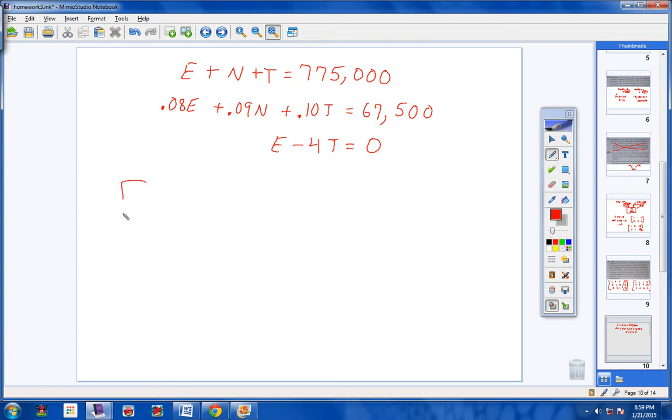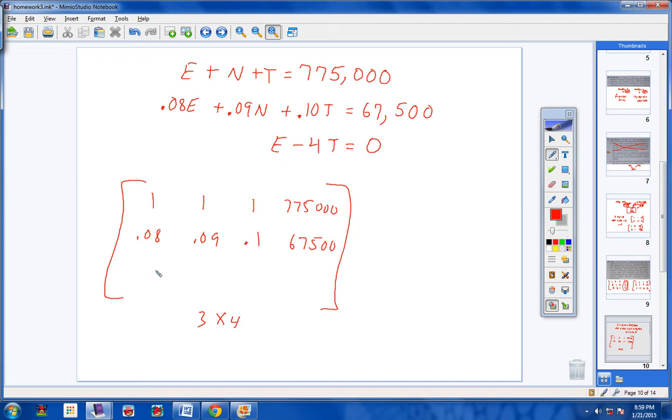Okay, very quickly, you can enter this into your calculator. This is 3 by 4. So you enter 3 by 4, and I would just go 775,000. And then 0.08, 0.09, 0.1 is the same thing as 0.10, and then 67,500. And be careful, here's your E, so put a 1 here. Then there's no N, so put a 0. This is your E column, this is your N column, this is your T column, okay? So for your N column here, I'd put a 0. And then for your T column, it's a -4. Watch your signs. And then a 0.